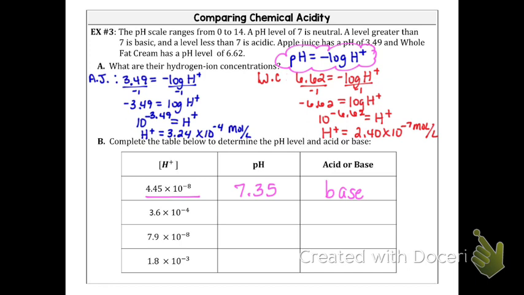Then I'm going to do negative log of this number. It tells me it's 3.44. Any level less than 7 is acidic, so this is an acid. And we just keep doing that. So the negative log of 7.9 times 10 to the -8, it's 7.10, greater than 7, so it's a base. And the negative log of 1.8 times 10 to the -3 is 2.74. It's less than 7, so therefore it is an acid.